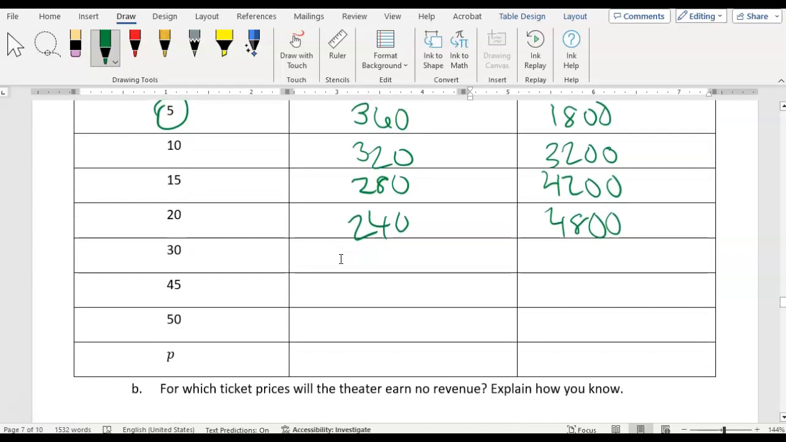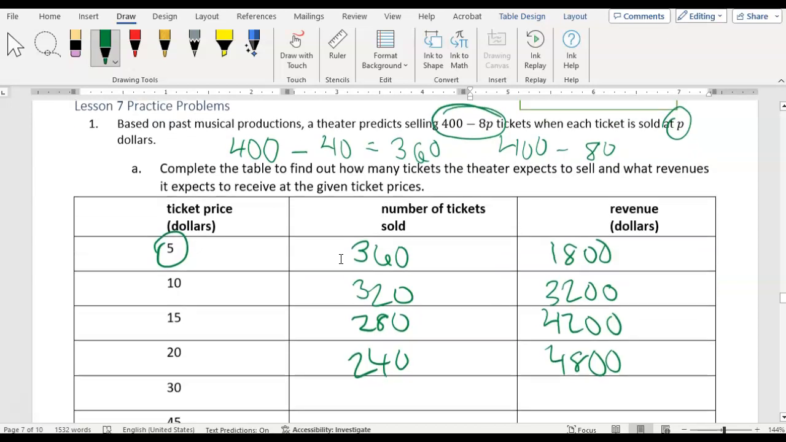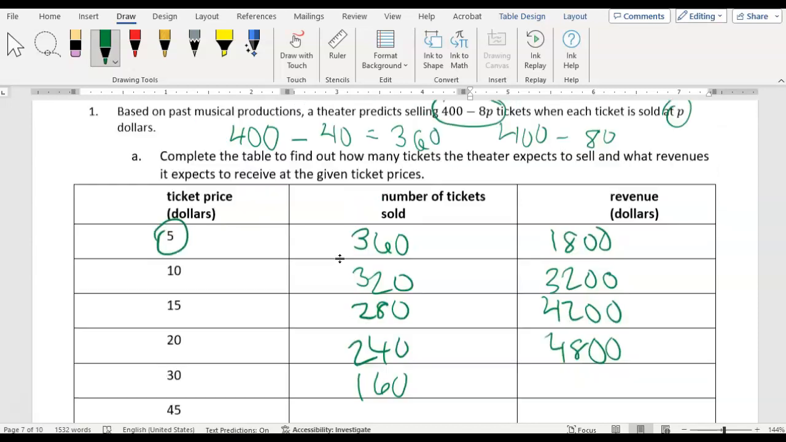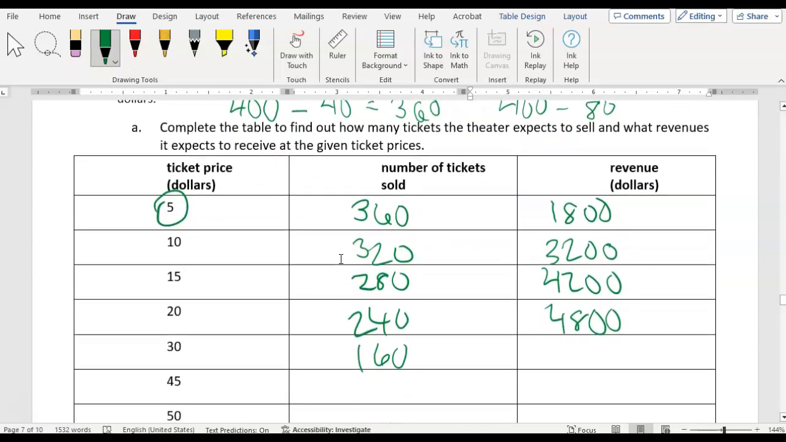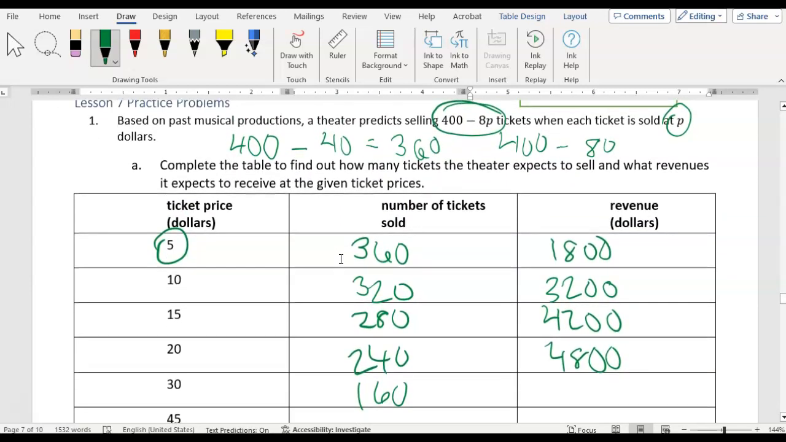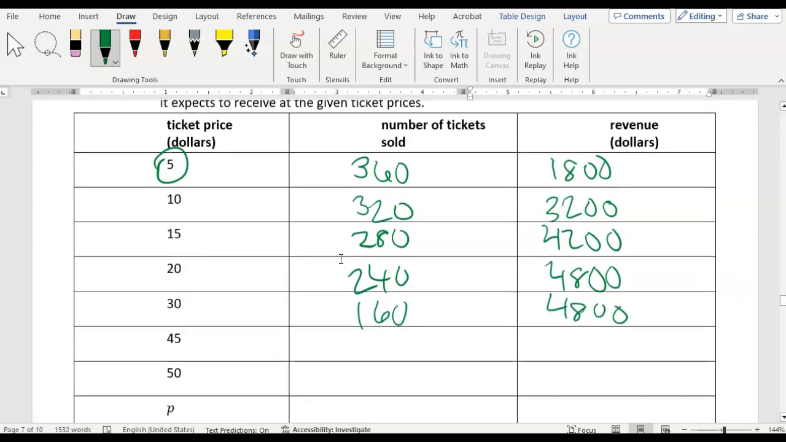All right, now at $30 per ticket, 8 times 30 is 240, so 400 minus 240 gives us 160. And so at 160, I'll make sure I did that correctly: 8 times 30 is 240, 400 minus 240. Yep, 160 times 30 gives me 4,800. Ooh, so we're still at the same amount there.